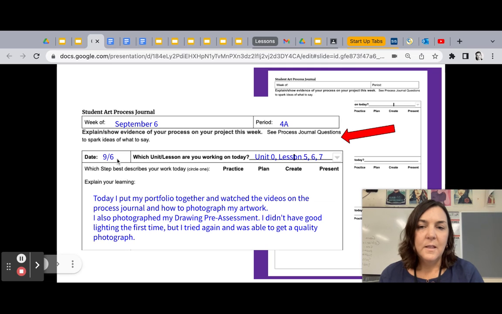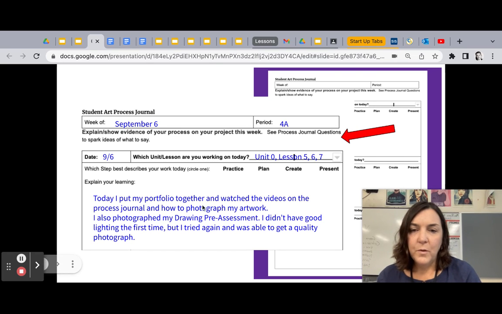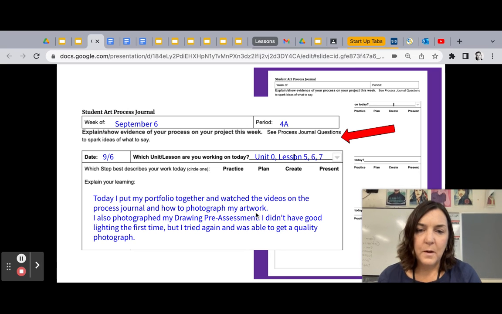So I could say today is September 6th. The unit and lesson I'm working on is Unit 0, lessons 5, 6, and 7. And I would say I was practicing how to be successful in this class, in this unit. So today I put a portfolio together and watched the videos on the process journal and how to photograph my artwork. I also photographed my drawing pre-assessment. I didn't have good lighting the first time, but I tried again and was able to get a quality photograph.